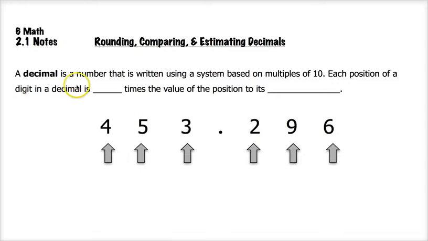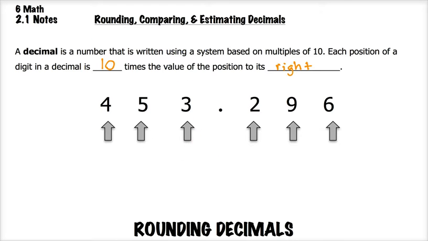A decimal is a number that is written using a system based on multiples of 10. All of the decimal places are based on multiples of 10. Each position of a digit in a decimal is 10 times the value of the position to its right. So it works just like a regular place value to the left of the decimal point, which you learned probably back in first or second grade.